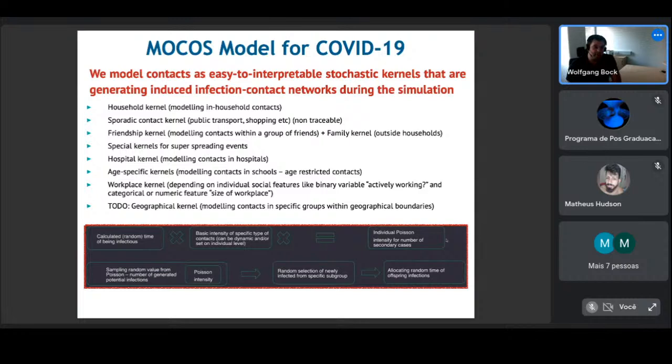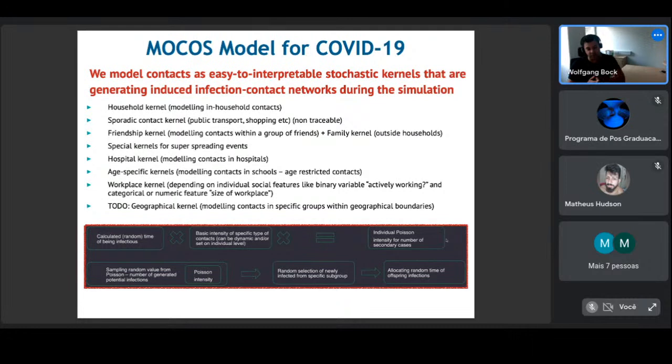We have for Poland some friendship network, which is based on social science models. So you have models in social science which tell you set friendship kernels. It's also not very well studied, but it's getting more and more studied. For example, we have age-specific kernels. That means how the age progression works. This you can read up from the medical data. You can also read something like hospital kernels. That means how the disease progression is in the hospital, right?